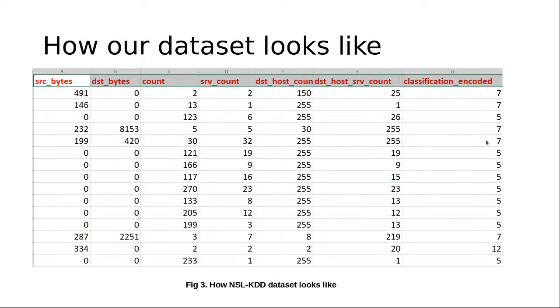So in other words, if a network flow has these similar characteristics, then the machine learning model would classify this as an attack. Okay, so this is how our data set looks.